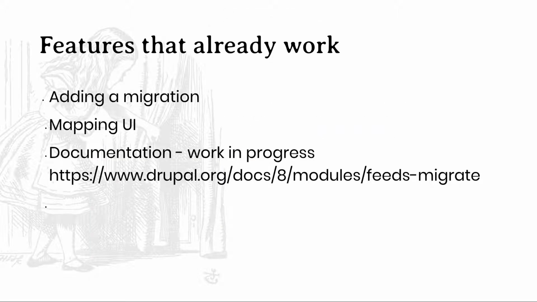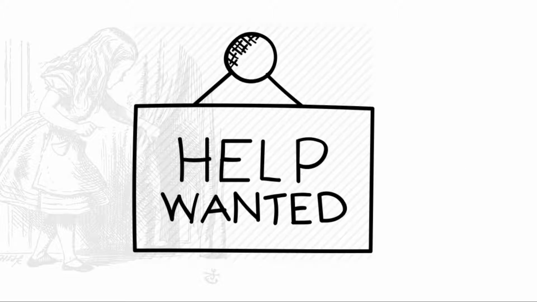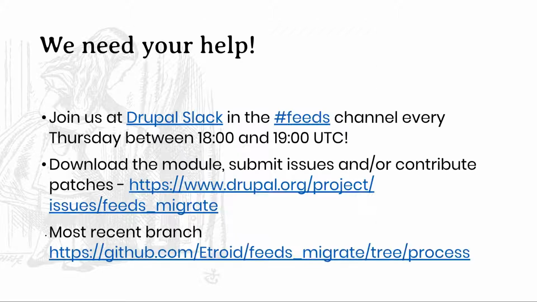And these are features that already work. We have capabilities, you saw, to add migrate. We have a mapping UI worked through, and we have documentation and roadmap. However, as you can imagine, there's a lot of help that's still needed. And we have very specifically identified issues that are small enough so a developer who is familiar with migrate can pick it up and work on it. Okay.